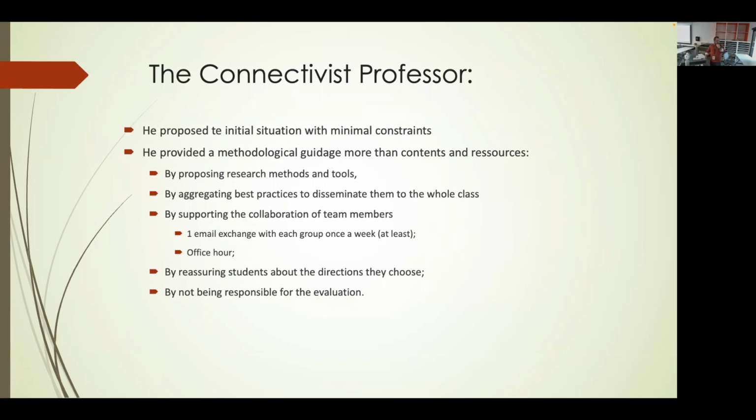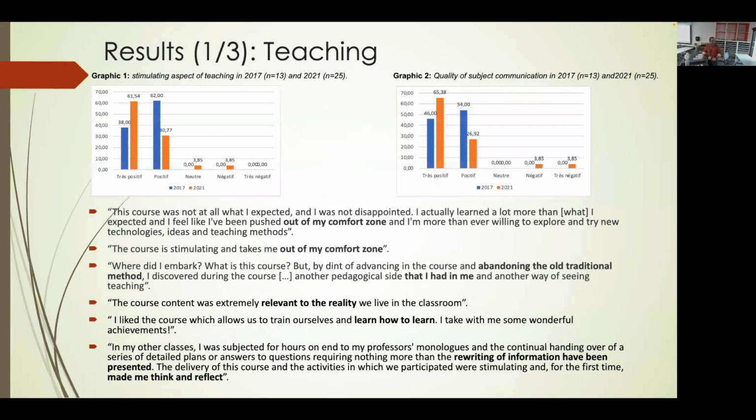Most of my role was to reassure them that they were on a good track, providing some resources and tools, and repeating, I'm not responsible for the evaluation. But what do you want? I don't want anything. What your friends want, because they will evaluate you, not me. So that was really my intervention in this module.